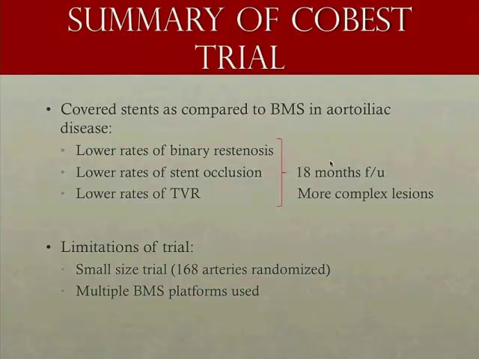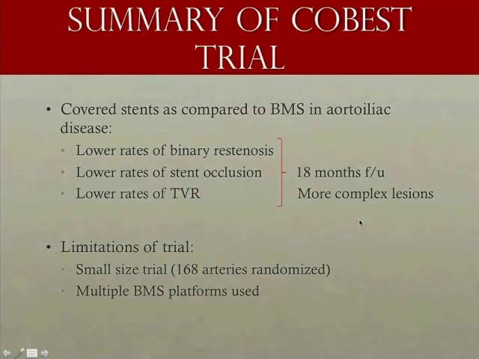All right, so to summarize the COBEST trial, covered stents as compared to bare metal stents in aortoiliac disease seem to be associated with lower rates of binary restenosis, lower rates of stent occlusion, and lower rates of TVR at 18 months of follow-up, despite having more complex lesions.